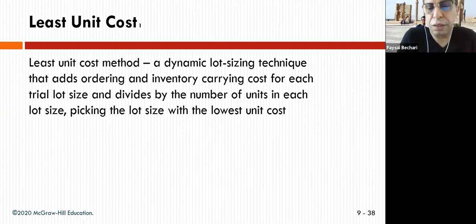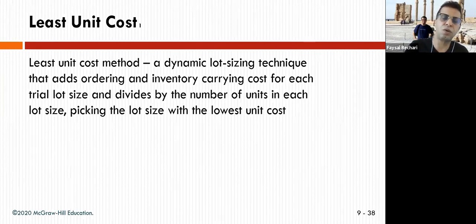Now, the least unit cost method is a dynamic lot sizing technique that adds ordering and inventory carrying costs for each trial lot size and divides by the number of units, picking the lot size with the lowest unit cost. So basically what I'm trying to tell you here, well, first of all, we're not going to go deeper than this because there are so many calculations and it's very confusing.